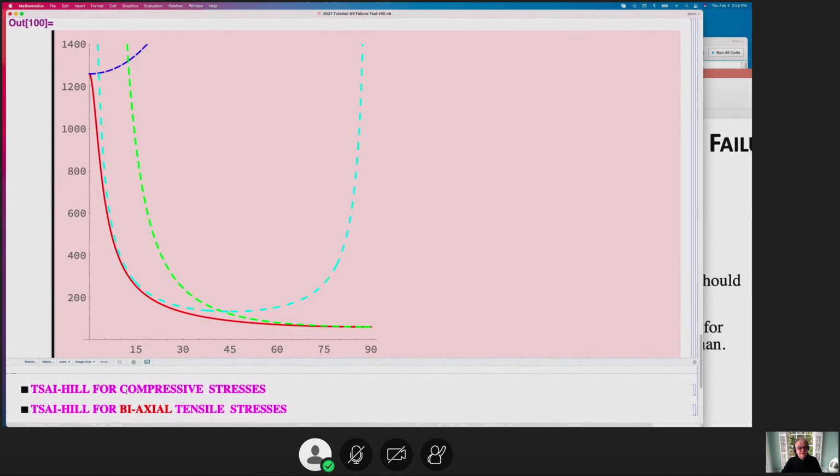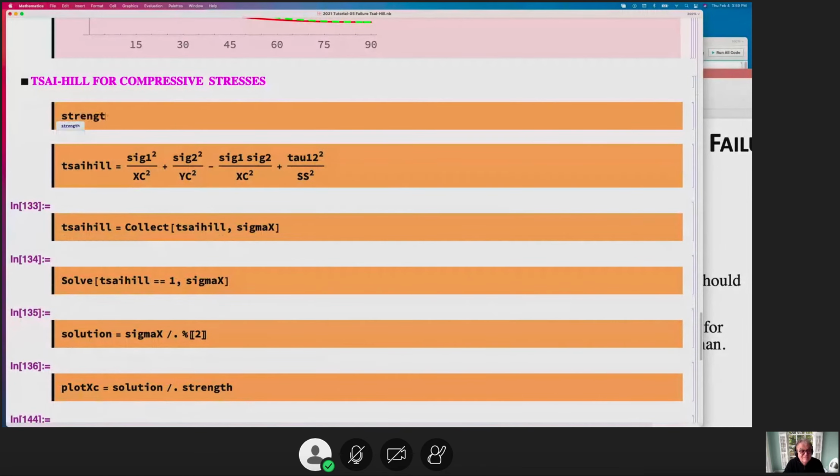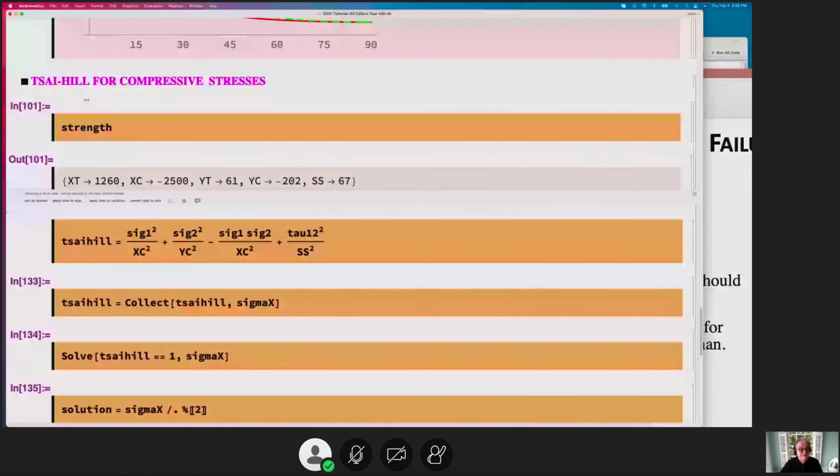What if we have a compressive stress? This was a tension case. In that case, I'm going to do my Tsai-Hill differently. I'm going to write it in terms of XC and YC, which, based on my strength, have different values.